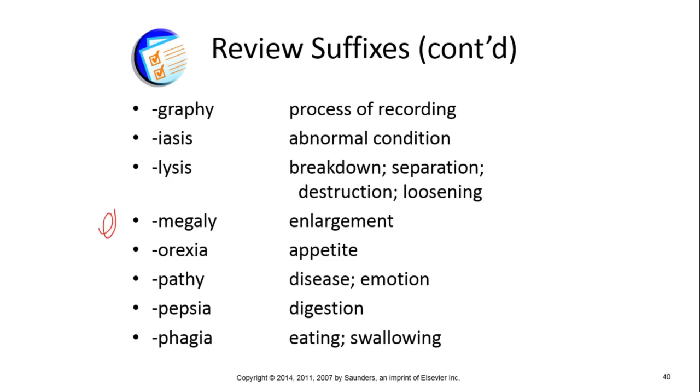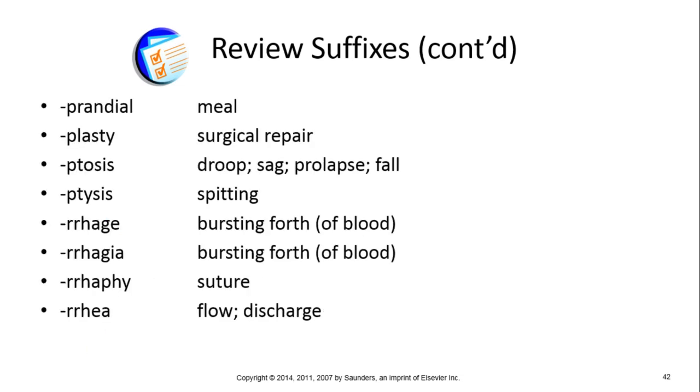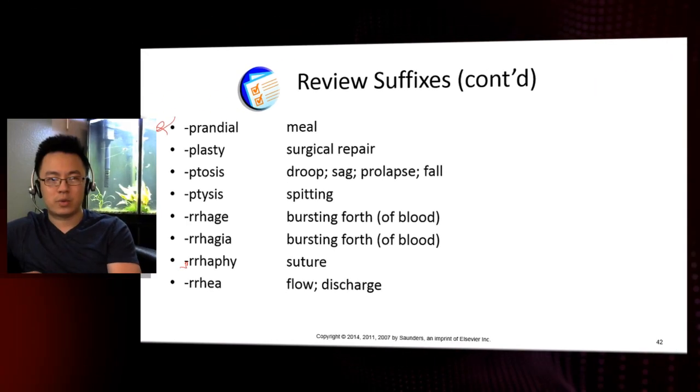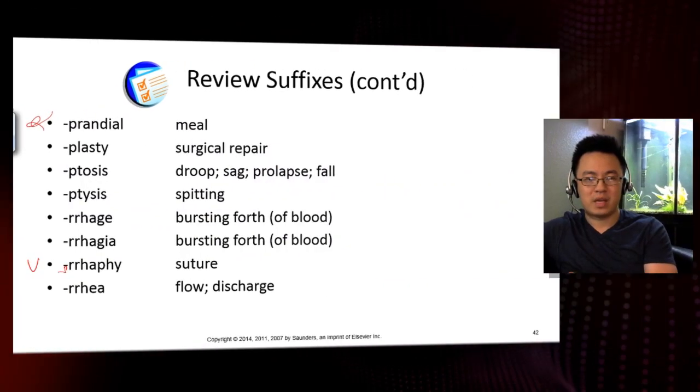Other ones like megaly, which means enlargement. Graphy means process of recording. Pepsia means digestion. Orexia means appetite. So a person who has no appetite or very little appetite would be known as anorexic, or pertaining to one without appetite. Phasia means eating or swallowing. Prandial means meal. We also have raphy, which means suture.